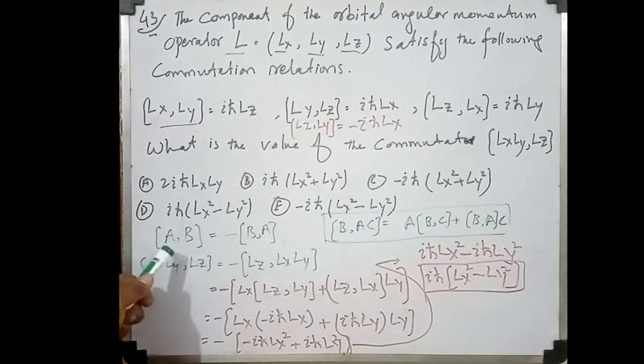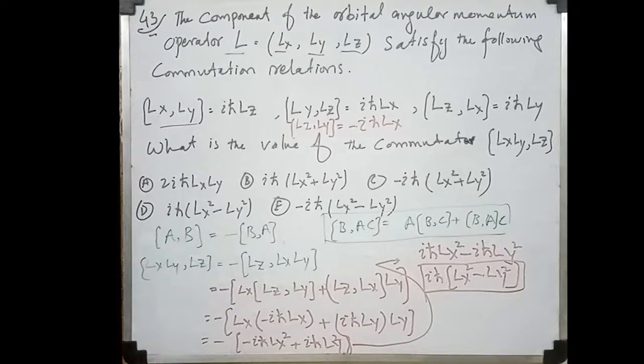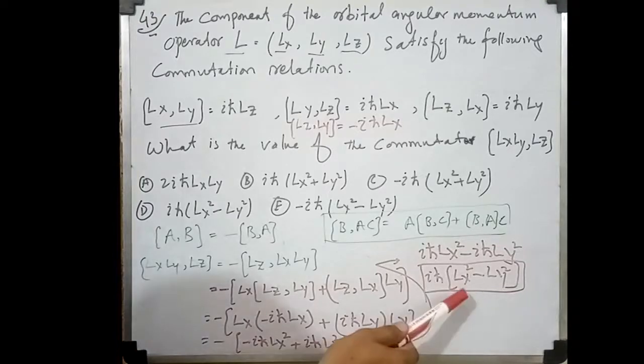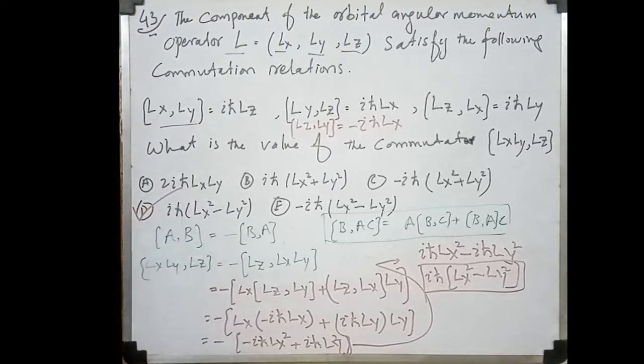And these are the commutation laws: interchanging the commutation will equal the negative of that commutation. So we can see that this is part D. So part D is our right option.